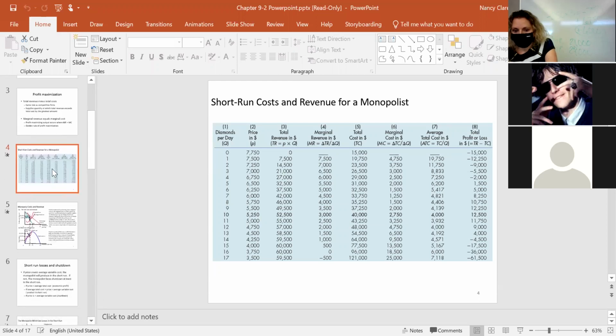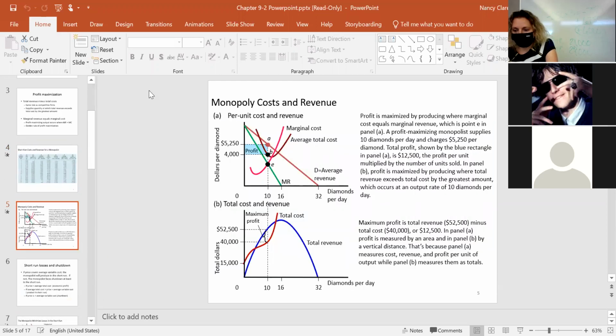All right, so let's look at the graphs. For some reason, your author flipped the per unit and the totals on this particular slide. I'm not exactly sure why, but hopefully that doesn't confuse you. If you'll remember, in the last chapter we looked at the totals first, and then we looked at the per units. Here we're doing the opposite. But this per unit one is by far the most important.